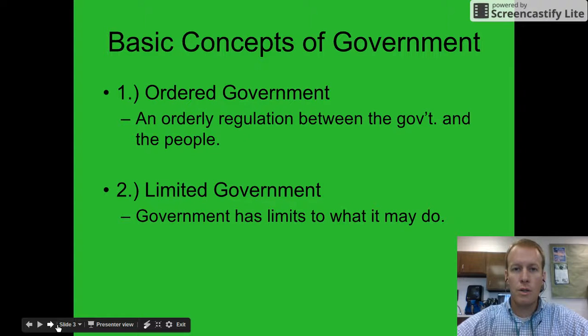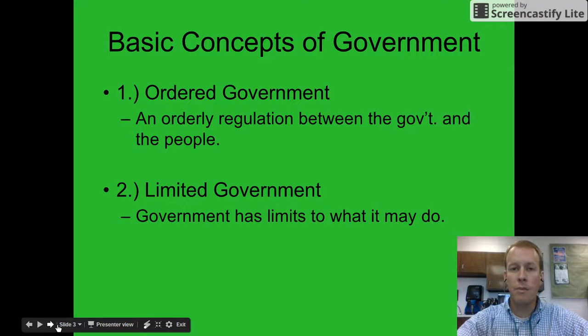Some of this includes the basic concepts of government. Number one is that we have an orderly regulation between the government and the people. Throughout the history of time, this did not always exist. The only relationship between the government and the people was force: the government forcing its will on the people, or the people using force to overthrow the government. We don't have that today. We have elections. If we don't like the way our leaders perform, we can vote them out. There is a method other than violence to change government.